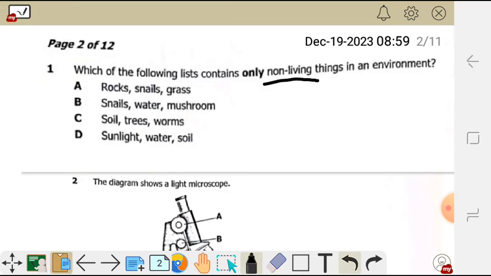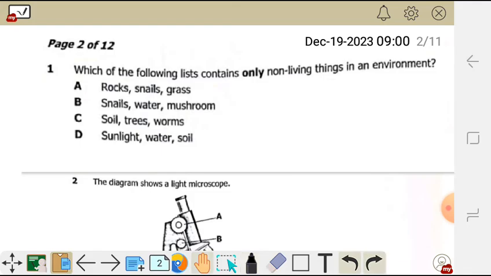So when you look at these multiple choices which have been given here, the only list which contains non-living things is D, where sunlight is a non-living thing, water is a non-living thing, and soil is a non-living thing. So the correct answer here is D. A is wrong. Why? Because a snail is a living thing and grass also is a living thing. B is wrong. Why? Because the snail is a living thing and mushroom is a living thing. Here we have trees which are living things and worms are all living things. But non-living things we have sunlight, water, and soil. The correct answer is D.